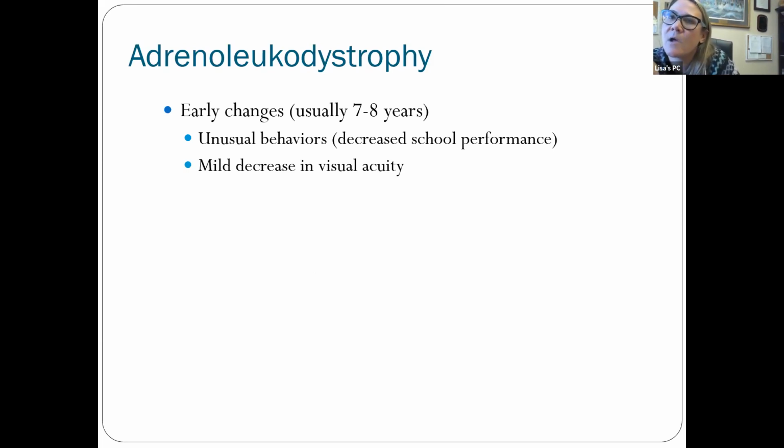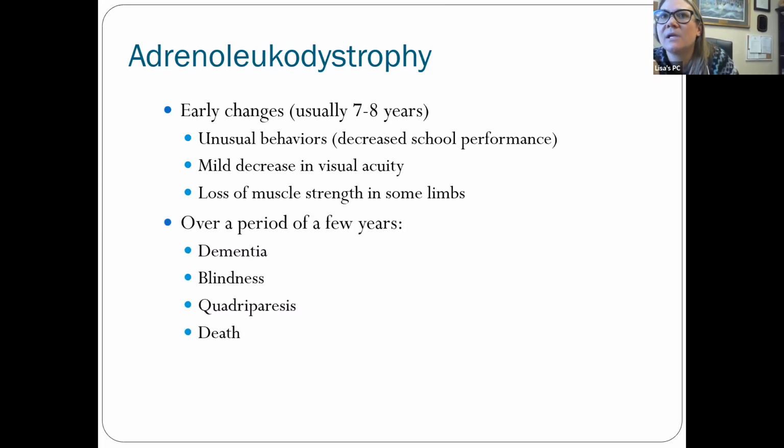They may have alterations in visual acuity because of deposition in the eye of the long chain fatty acids. They get loss of muscle strength in the limbs. And then over a period of a few years, dementia, blindness, quadriparesis, and death. I don't think they can do bone marrow transplants in this disorder if it's caught early enough. But we are involved not so much for the neuro part of it, but we treat the adrenal insufficiency just like we would treat Addison's or whatever else, with maintenance steroids and then fludrocortisone if they have salt wasting.